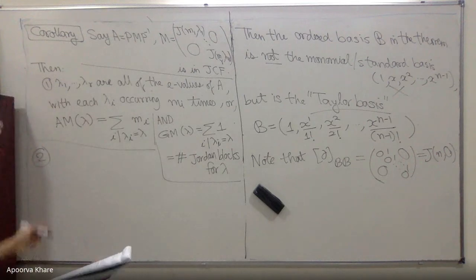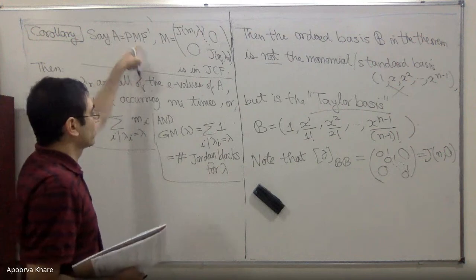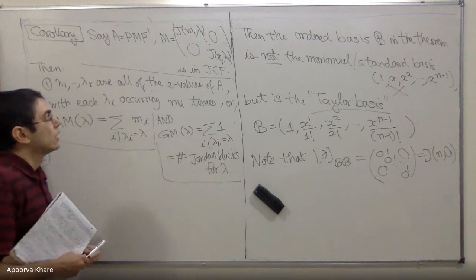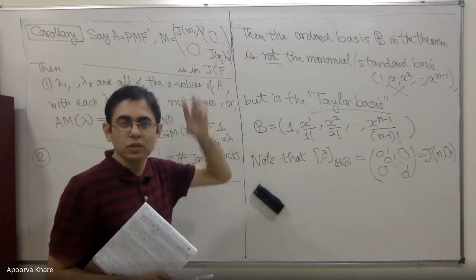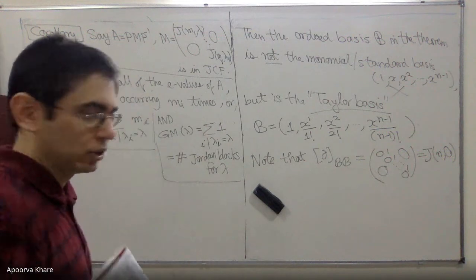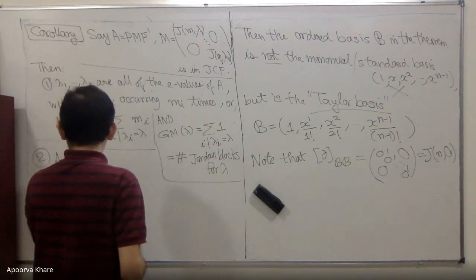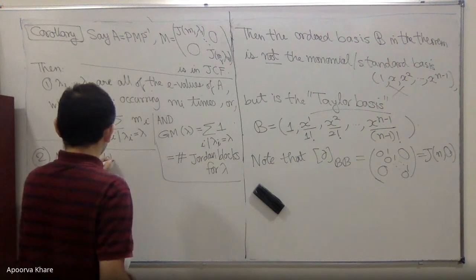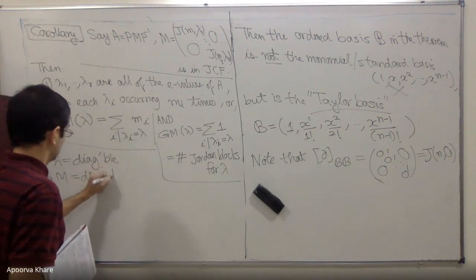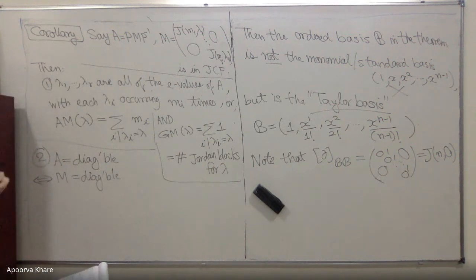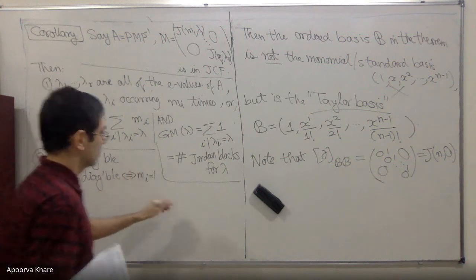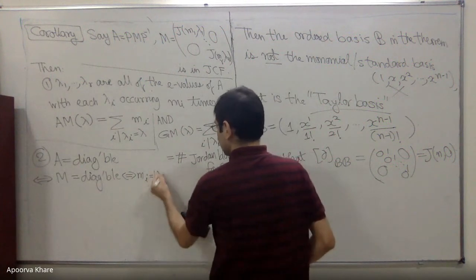Okay. Part 2 is that A is diagonalizable if and only if obviously M is diagonalizable. And now look, AM equals GM if and only if every mi is 1. That means every Jordan block is 1 by 1. So they are just diagonal matrices. It's a matrix of usual scalars on the main diagonal, i.e. a diagonal matrix. So A is diagonalizable if and only if M is diagonalizable, if and only if each mi is 1 for all i.